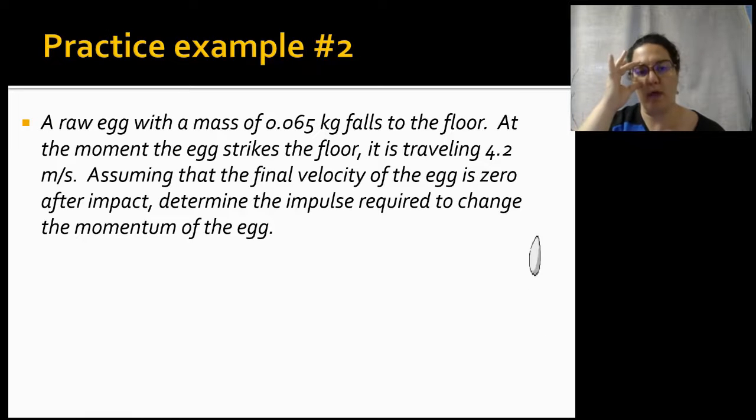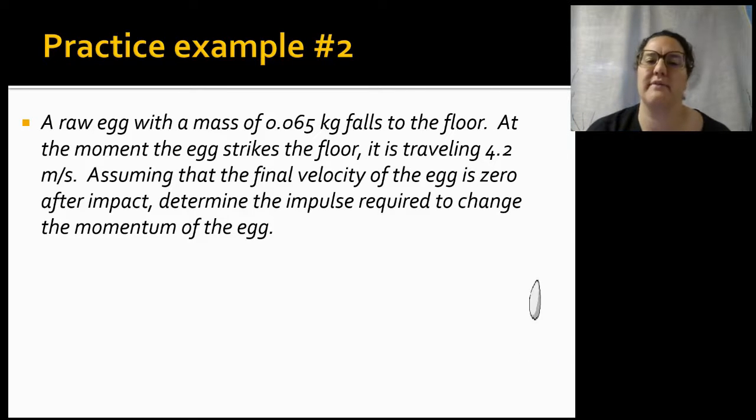So a raw egg with a mass of 0.065 kilograms falls to the floor. At the moment the egg strikes the floor, it's traveling at 4.2 meters per second. Assuming the final velocity of the egg is 0 after impact, determine the impulse required to change the momentum of the egg.